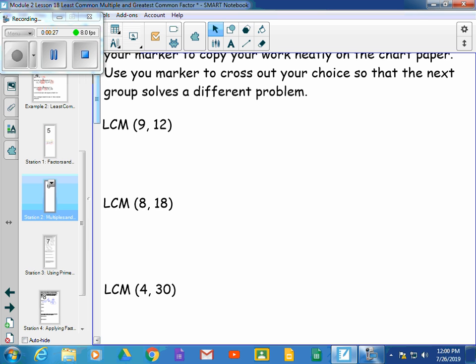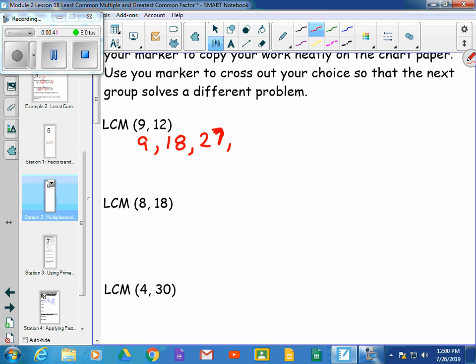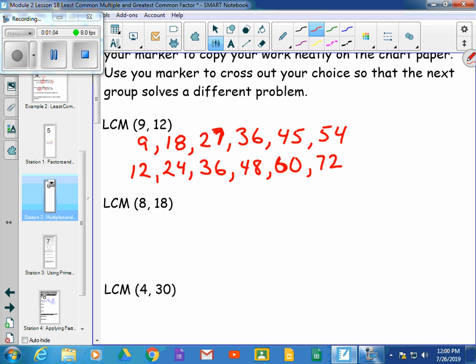We want to list the multiples of 9 and then list the multiples of 12. So 9 times 1, 9 times 2, 9 times 3, 9 times 4, 9 times 5, and 9 times 6. It's a good stopping point. Then we'll go 12 times 1, 12 times 2, 12 times 3, 12 times 4, 12 times 5, and 12 times 6. Are there any common multiples?